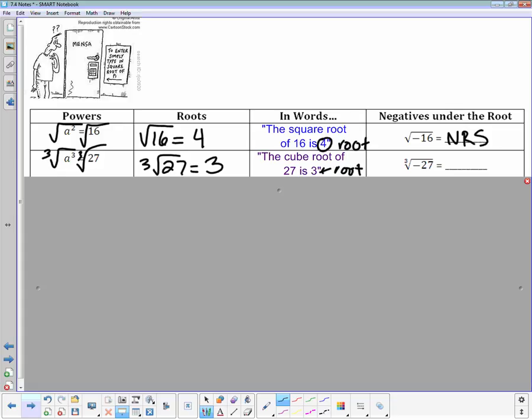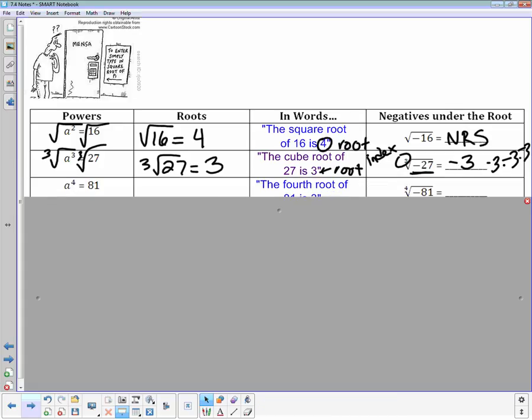Right. Noticing we have the cube root of negative 27. This is actually equal to negative 3. Also another note, this 3 is known as our index. And why do we have a solution here? Well, negative 3 times negative 3 times negative 3 is going to give us our negative 27. So it has a solution.